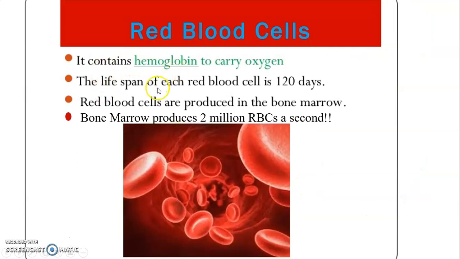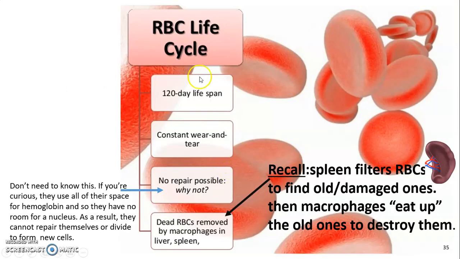So here's a summary of everything. The hemoglobin for carrying oxygen, the lifespan 120 days, they're made in the bone marrow, and the bone marrow produces 2 million red blood cells a second. This is a cool picture because it shows a blood vessel wall and the liquid medium, the plasma, you can't see, but you can see the way red blood cells are flowing through it. Okay, you can read through this. I think it's all pretty straightforward.